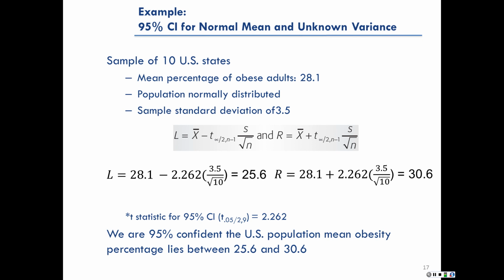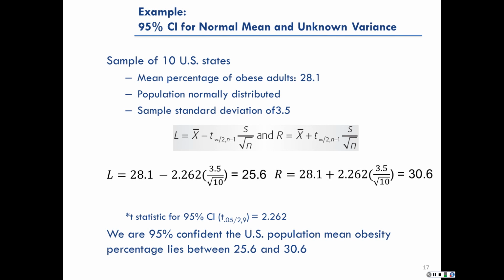So how did I get that t-score? I simply looked up the t-statistic that's in the t-table in your textbook for 95% for the two-sided t-score for a degrees of freedom of 9, because it's the sample size 10 minus 1, and that gives a t-score of 2.262. So that's multiplied by the sample standard deviation of 3.5 over the square root of the sample size of 10, which gives a result of 25.6, and that's the left-hand side of the confidence interval.